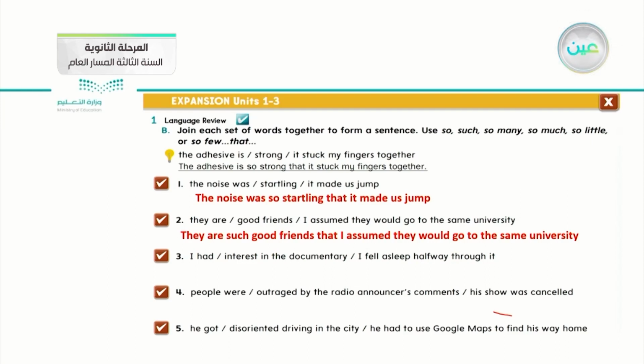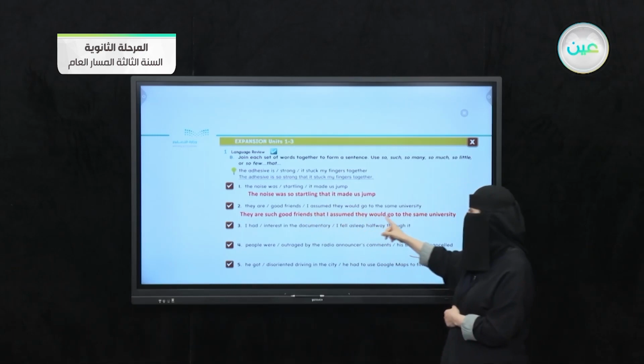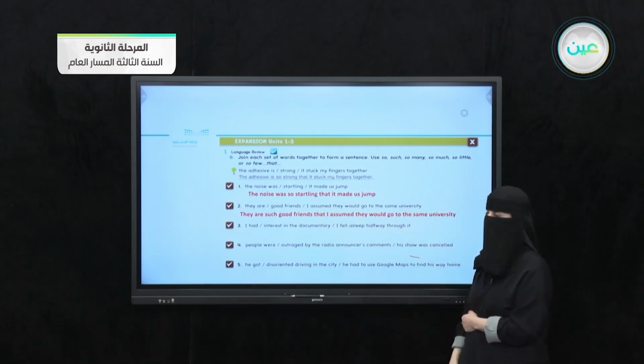How can I join these two parts together? So: they are such good friends that I assumed they would go to the same university. So between a cause and an effect, I should use the conjunction that.